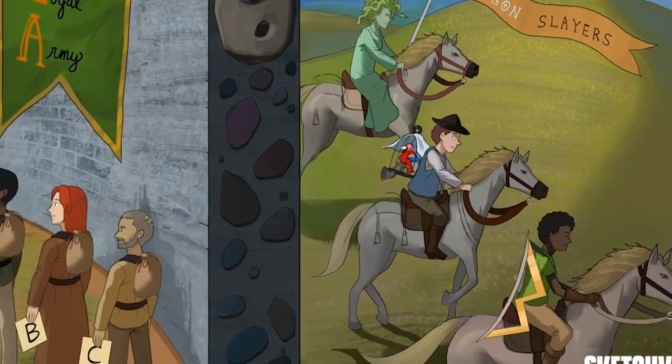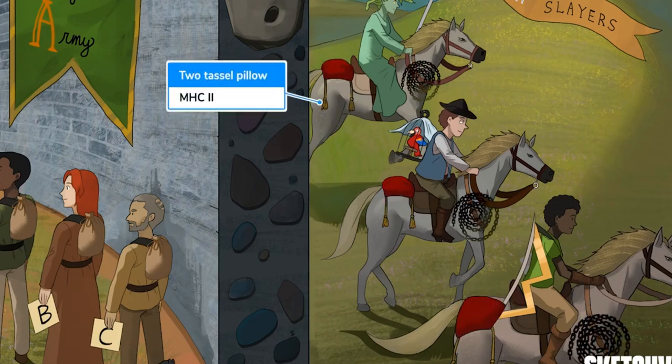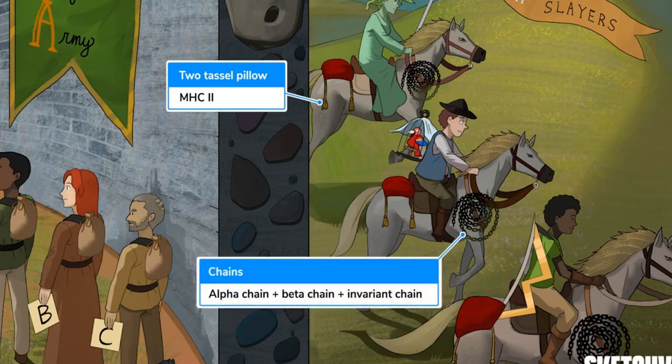And check out their nice horsey accessories. They came prepared with their classy 2-tasseled pillows, which symbolize MHC2 presentation. They've also got more chains than my genes did when I was 14 years old, and all those chains represent the alpha, beta, and invariant chains that make up a complete MHC2 molecule, a complete dragon-catching system, as it were.